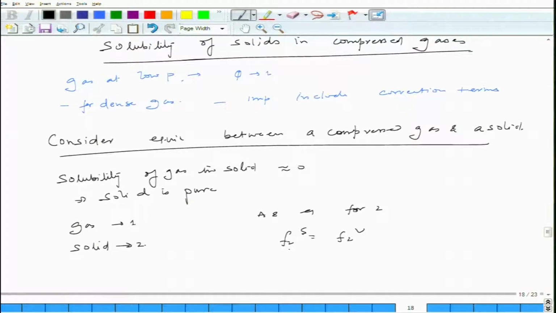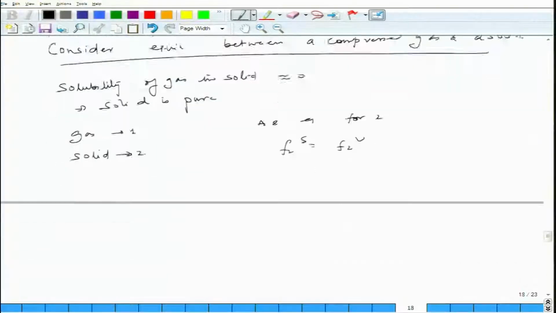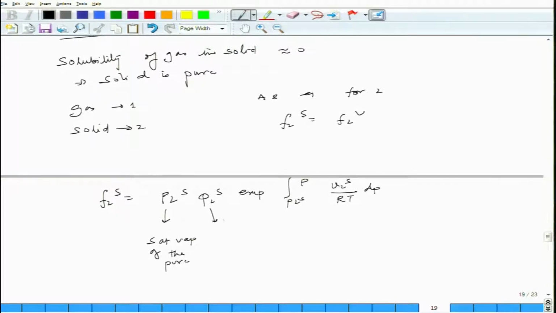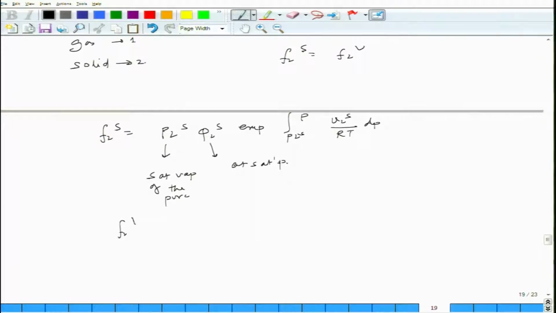which means the fugacity of the solid component in the solid phase should be the same as the fugacity of the solid component in the vapor phase. That is what we are talking about. Okay. Now, since f2s is pure, we can straight away write f2s as P2s phi 2s exponential of P minus P2s times V2s by RT, right. This we can write, and P2s is nothing but the saturation vapor pressure of the pure solid, right, because we are talking about a solid at saturation pressure. Okay. And for the vapor phase, we can simply write the standard expression that f2v is phi 2 y2 P. I have this relation and I can make use of this.